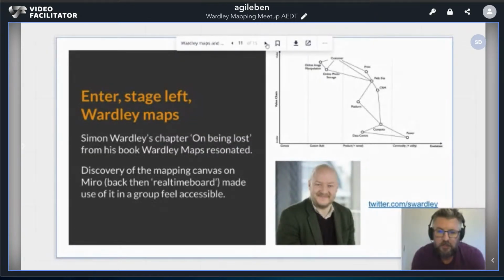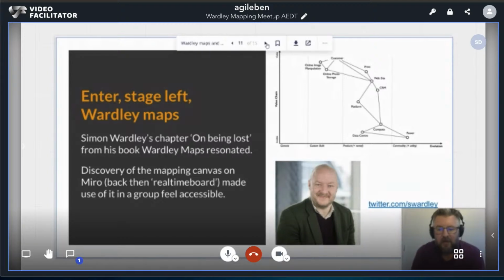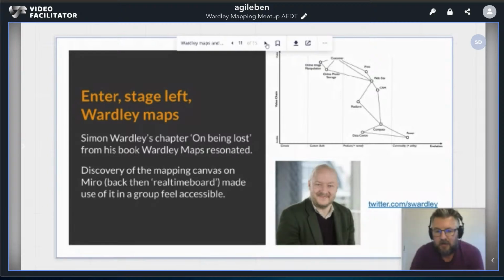Simon Wardley's chapter from his book, Wardley Maps, the chapter titled On Being Lost, really resonated with me. Here I was facing all this complexity. I'd been asked to take a look at what the situation was and what were some sensible things that we could do. And it felt like some of the ideas he was sharing in the Wardley Maps book, there may be an opportunity here.